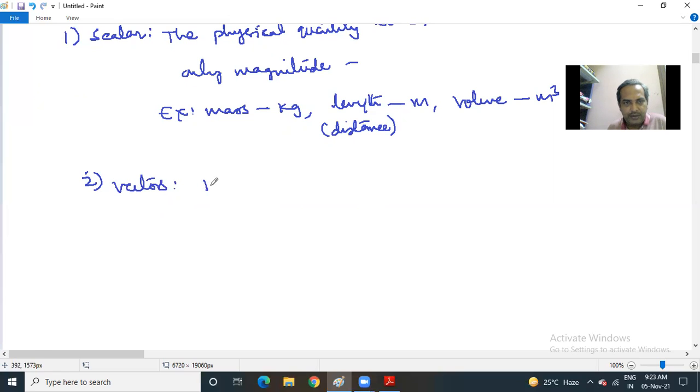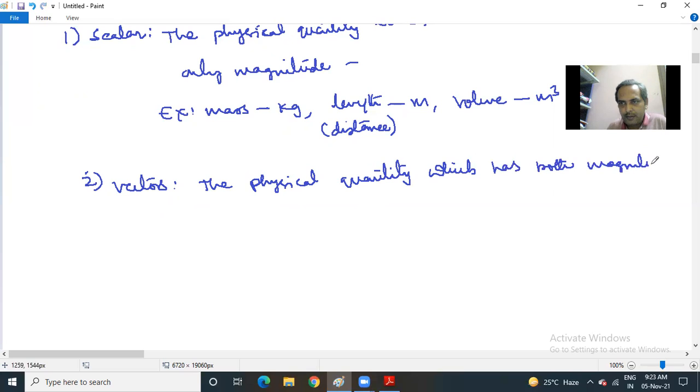So the physical quantity which has both magnitude and direction is called a vector.